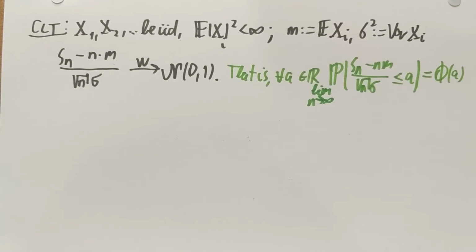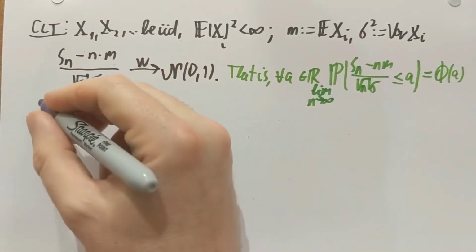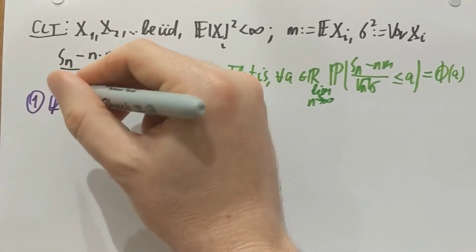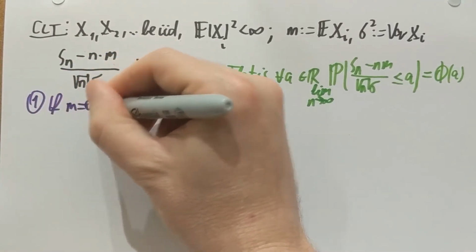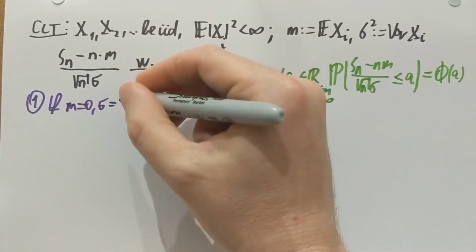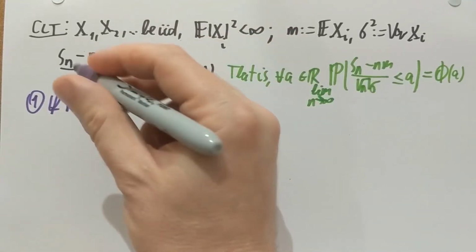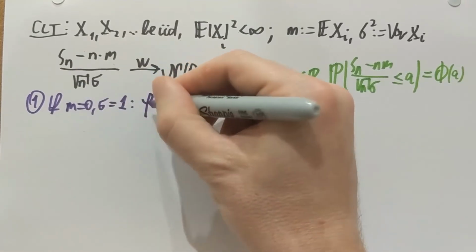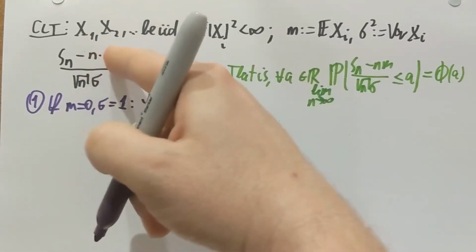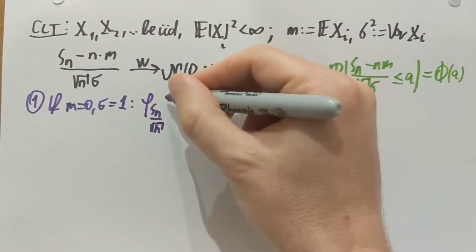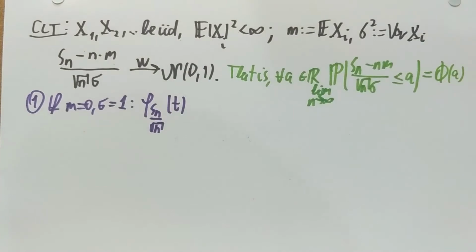So the proof is going to consist of two steps. First, I'm going to assume that m is 0 and sigma is 1. In that case, what I'm looking at is Sn minus 0 over root n. I want to look at Sn over root n, and I want to find the characteristic function of this thing. And again, the strategy is to see that this converges.